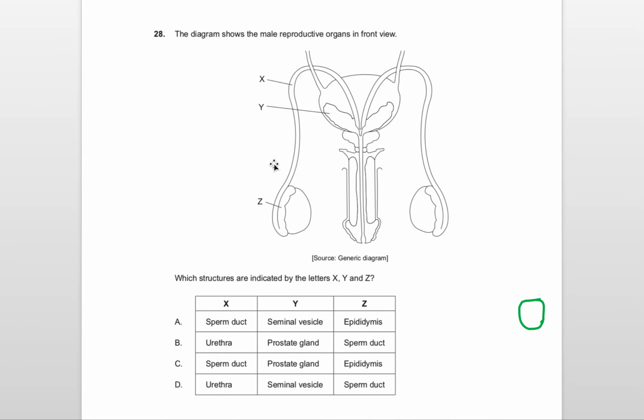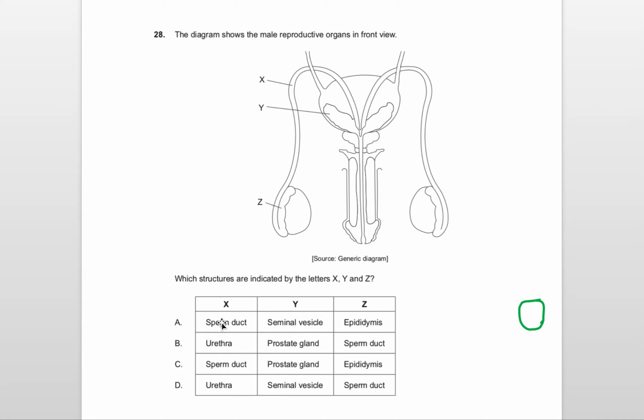What is Z? Z here is basically called the epididymis. No easy way to remember that, it's just for the sake of memorizing, it's called the epididymis. X is easier to remember, so at this point, the answer could be both A and C. So let's go to X. X is the sperm duct. And that makes sense because sperm is made here, it's stored here, and then transported here. So X makes sense that it's a sperm duct.